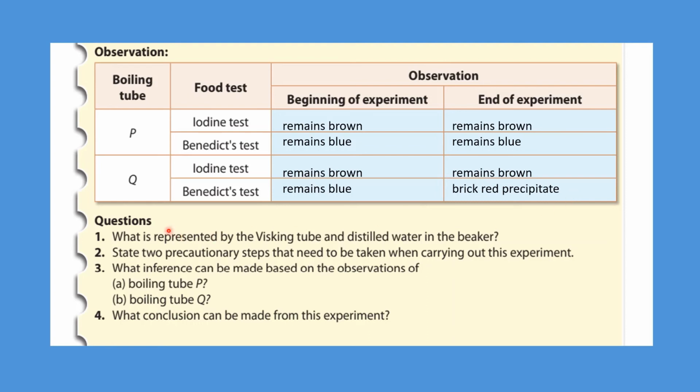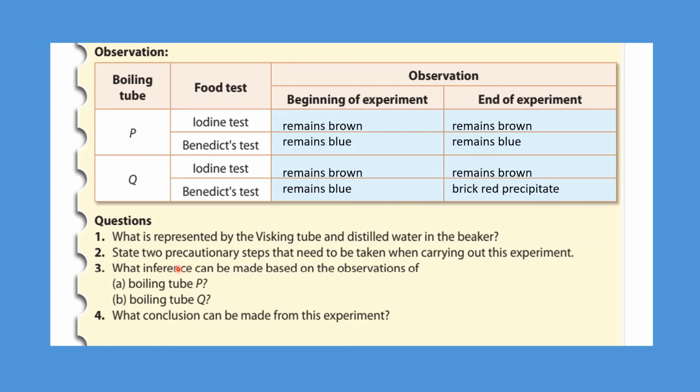So the discussion. Number 1: what is represented by the Visking tube and the distilled water in the beaker? In this experiment, the Visking tube represents our small intestine, and the distilled water represents our blood.